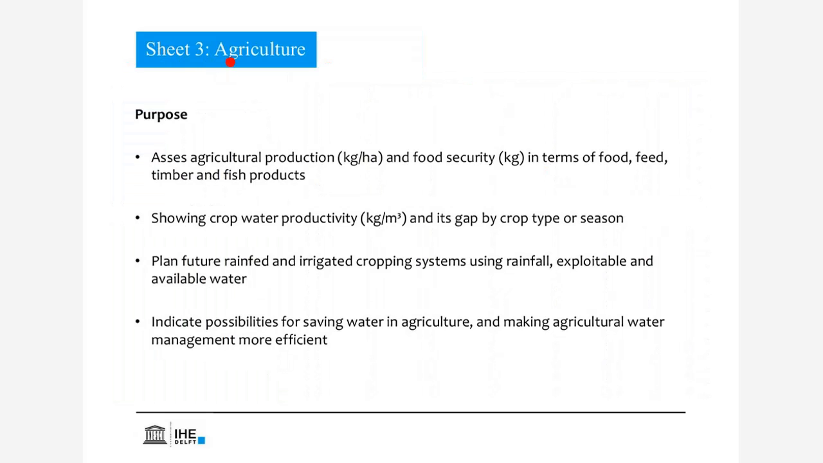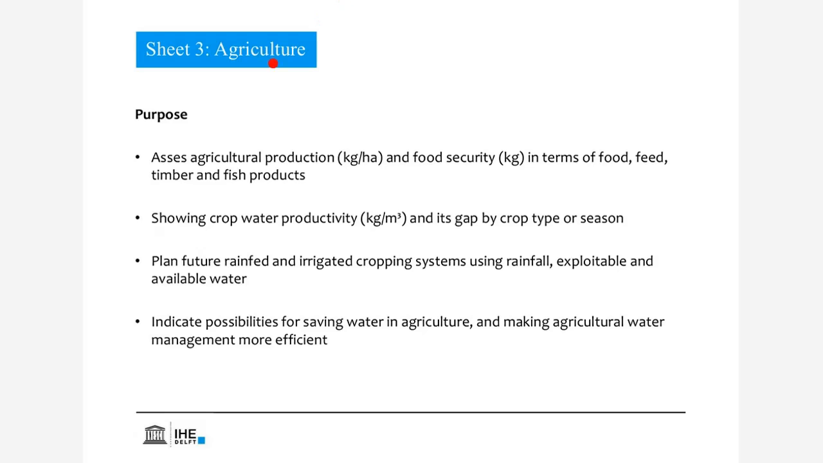Then we have sheet number 3, which has the purpose of assessing and presenting agricultural production, so kilograms per hectare, and can be specific for crop type or can be simply providing the gross biomass per hectare produced in a season. And if you then multiply by the area, you can try to assess the food security, so to get the tons per season or per year. For food mostly, and in some cases you can also estimate feed, timber, and fish production.